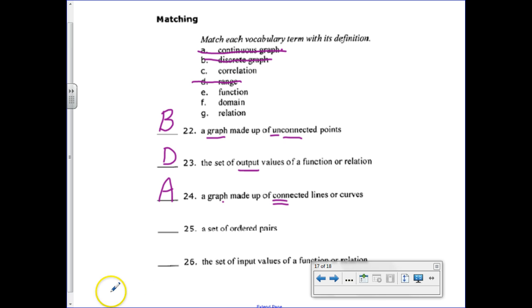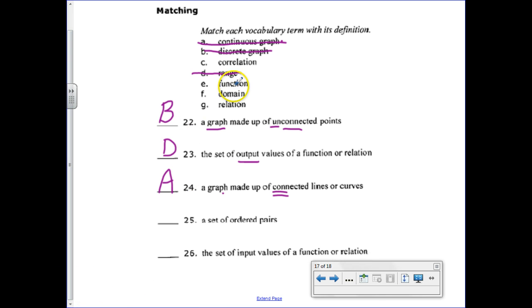Number 25 says any old set of ordered pairs. Any old set is G, a relation. It's not a function unless each x value only maps to one y value. 26, the set of input values of a function or a relation will be F, the domain. So it goes B, D, A, G, F.